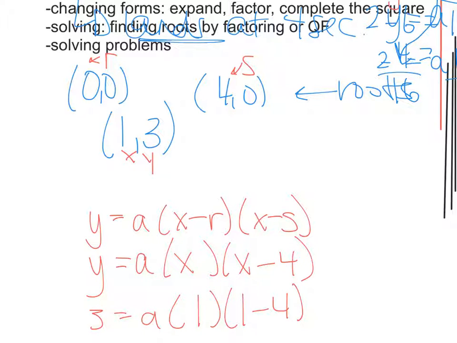And I'm going to use BEDMAS to solve. 1 times negative 3 is negative 3a equals 3. So if we divide both sides by negative 3, a equals negative 1. So my final equation then is going to be y equals negative x times x minus 4. I don't really need this first set of brackets there. You can also write it as negative x bracket x minus 4. And that's the equation for the soccer ball.